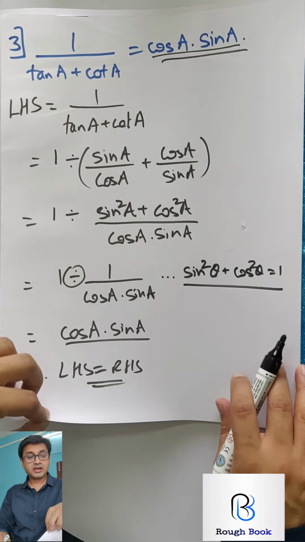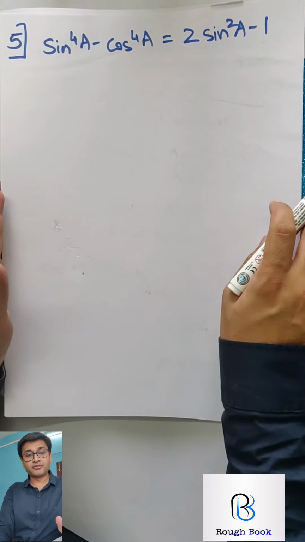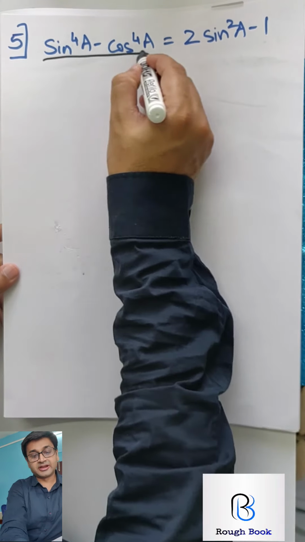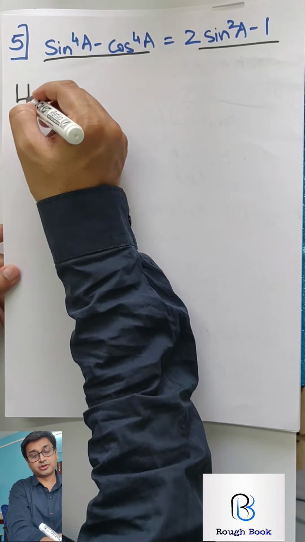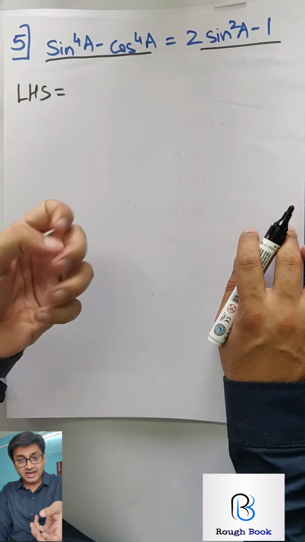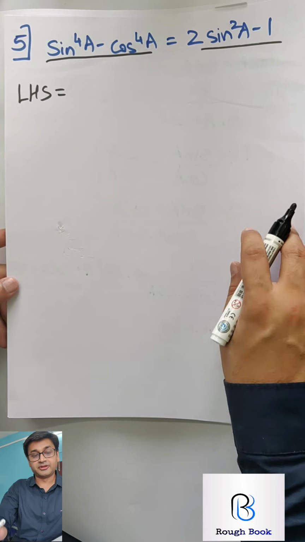Got it, everyone? Let's go with the next one, sum number 5. Again, think from which side are you going to begin, left hand side or right hand side? Obviously left hand side, because on the right hand side there is hardly anything. Here you can convert something for sure. So take that part which is more complex and make it simple. Don't take the simpler part and complicate it, it will be very difficult.